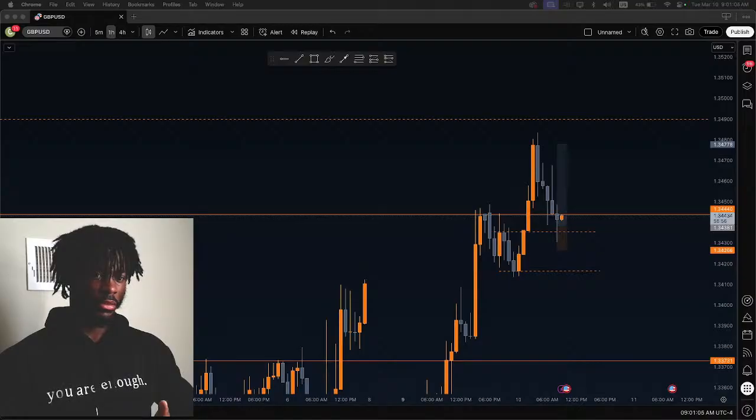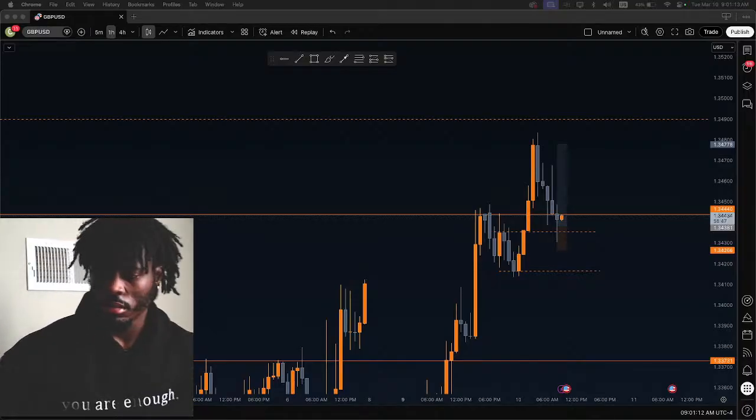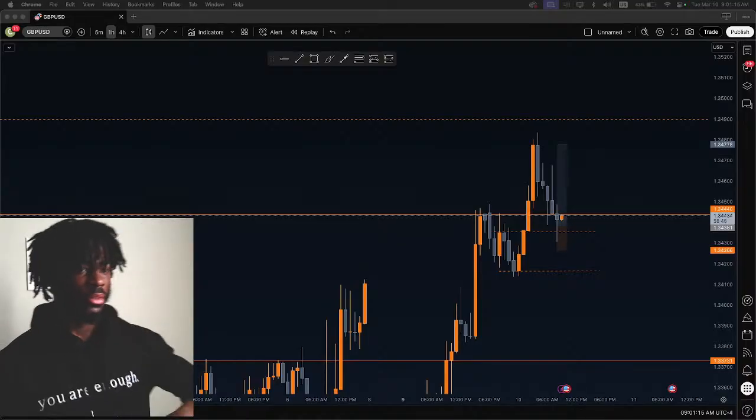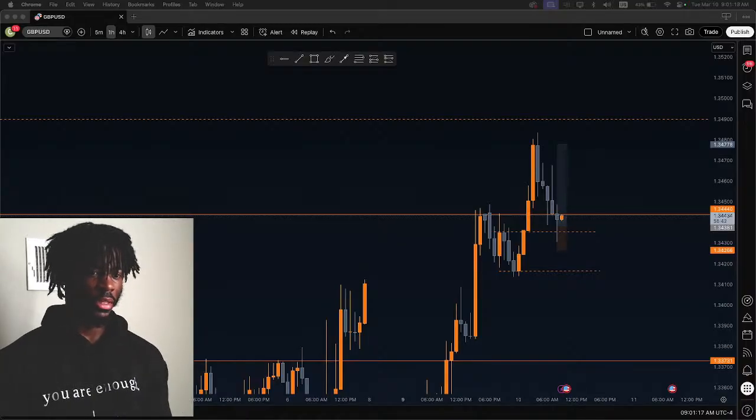Let me see. Yeah, for some reason, what is going on? This is crazy. For some reason, my audio isn't working. It says turn off microphone. That's weird because my mic is playing through this, but it's not playing on this. That is actually weird.